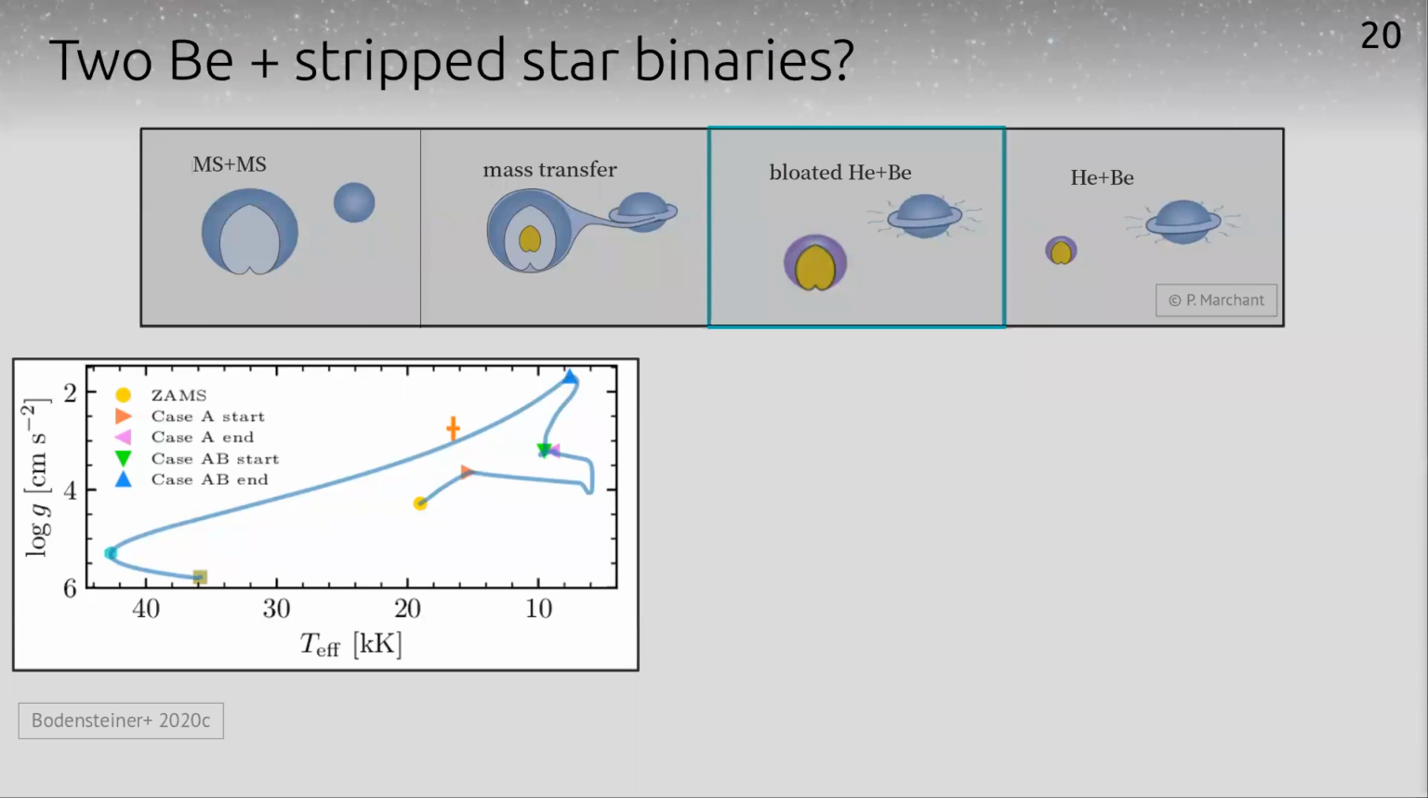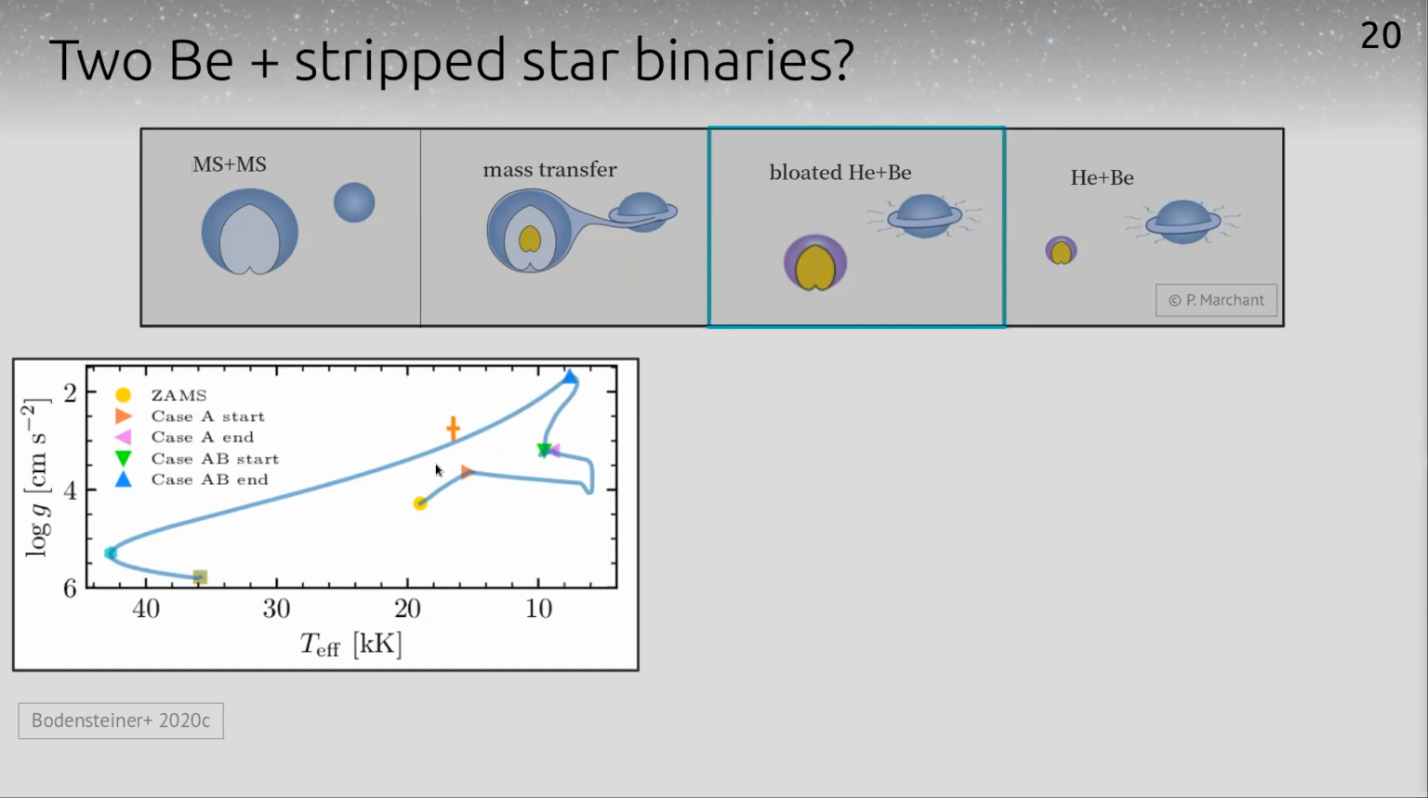And what this plot shows here is just the evolution of the model that we've computed for the stripped star. So it shows, I hope you can see my mouse, the position on the zero-age main sequence. And as the star evolves, it indicates the point in the Hertzsprung-Russell diagram where case A mass transfer starts. Then it undergoes mass transfer and at some point it detaches. And currently what we're observing is marked by this cross in the Hertzsprung-Russell diagram.